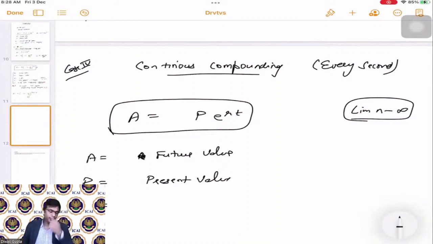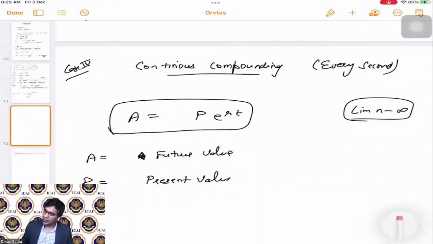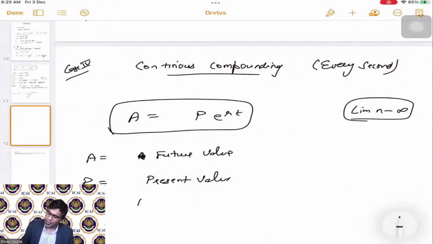E is equal to the exponential; E raised to the power we study now has a standard notation. So E is actually a constant only, so there is no need to specify this E, because the constant will remain the same. R is equal to percentage per annum. T is equal to time, which is 1 for 1 year.